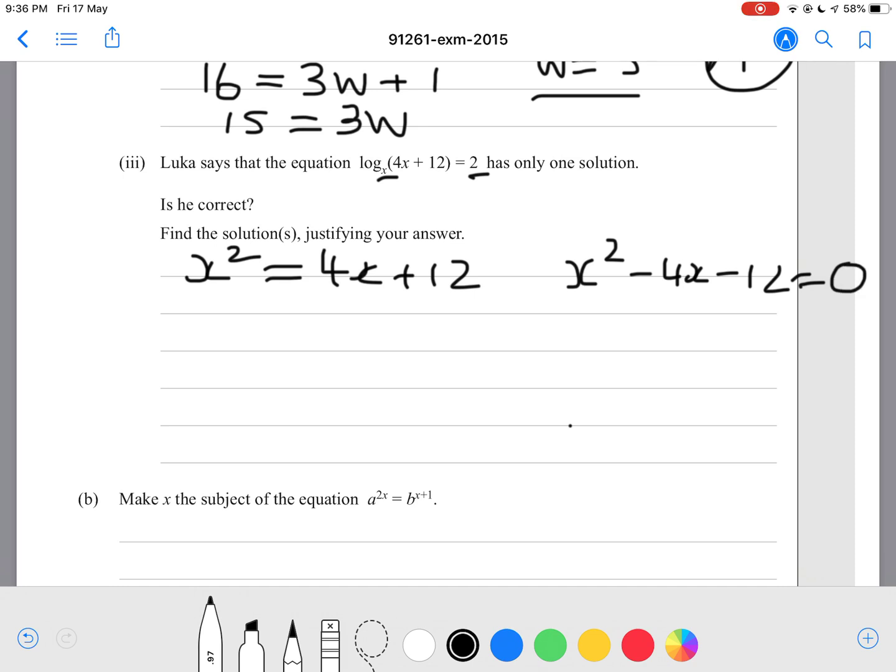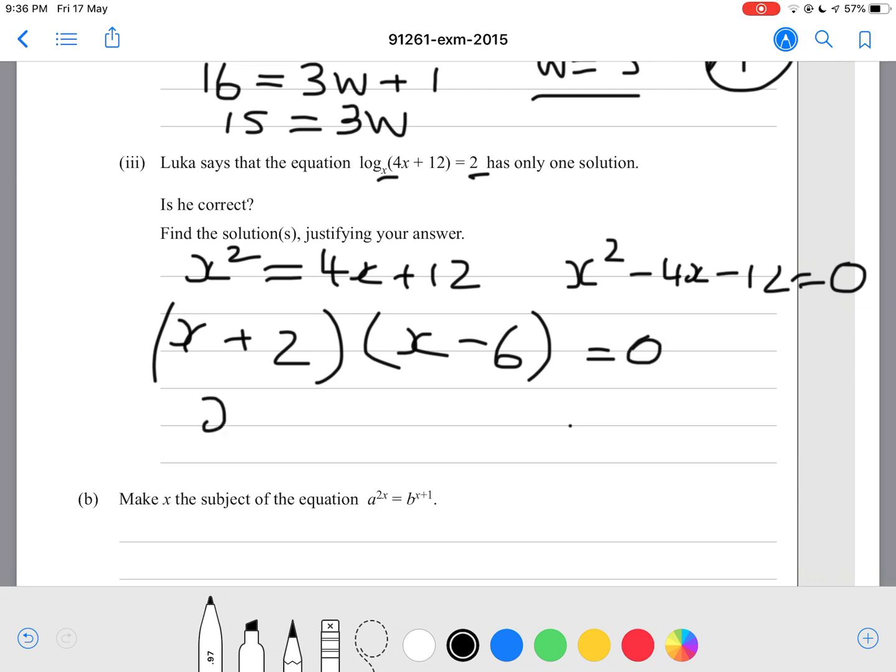So now we're going to factorize. So x and x, negative 6 and positive 2, so we have (x minus 6)(x plus 2) equals 0. So therefore x equals negative 2, x equals 6. So you might think, oh yeah, that's good, so Lucas must be wrong because there are 2 solutions.